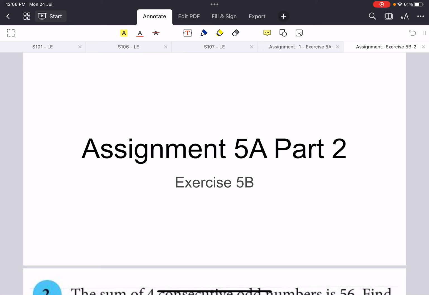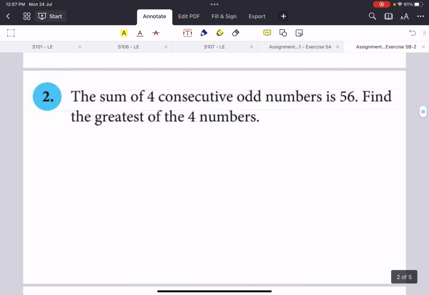Hello students, so let us continue with part 2 of assignment 5A. This time round, selected questions from exercise 5B, word problems, right? So here we have a question where the sum of four consecutive odd numbers is 56, and we want to find the greatest of the four numbers.